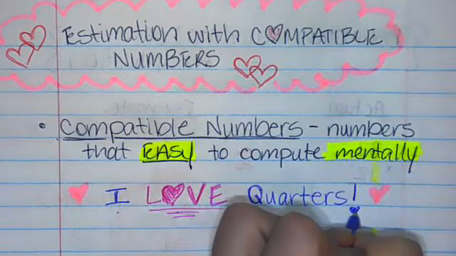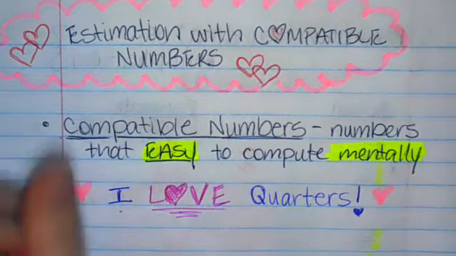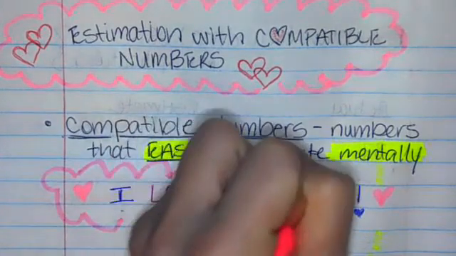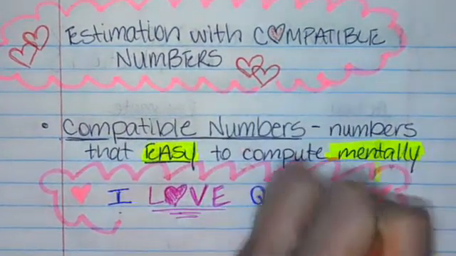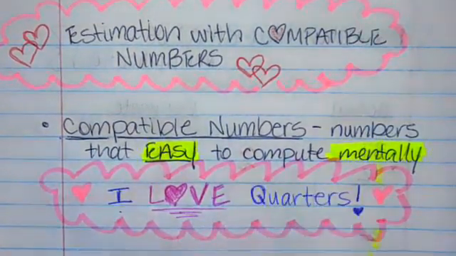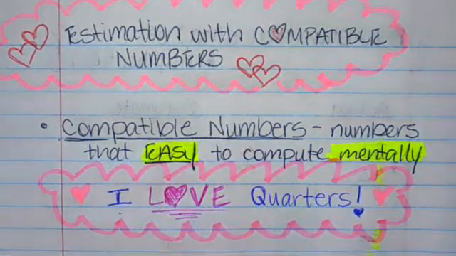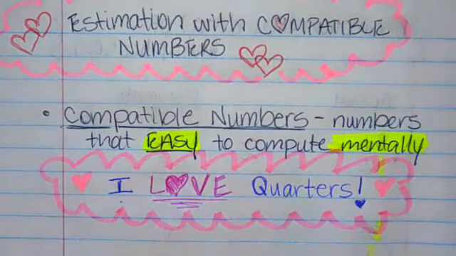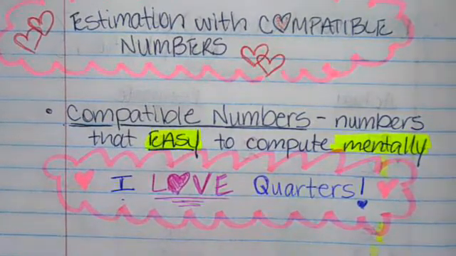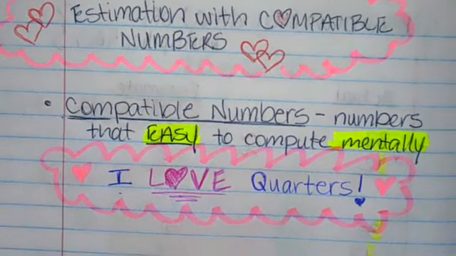So in compatibility, I want you to think about quarters. Well, a quarter is worth how much? Let's think. If I have 4 quarters, how much does that equal? A quarter is worth 25 cents, right? That's why everybody loves them. They're easy to compute. So if I have 1 quarter, it's 25 cents, 2 quarters, 50, 3 quarters, 75 cents, and 4 quarters, 100 cents or $1. So we're thinking about this compatibility piece of I love quarters.